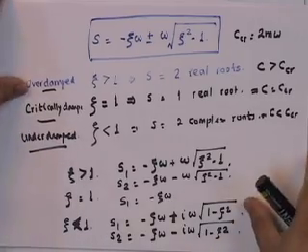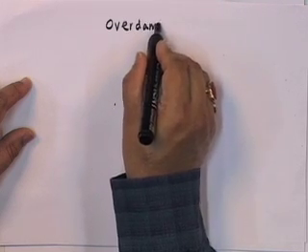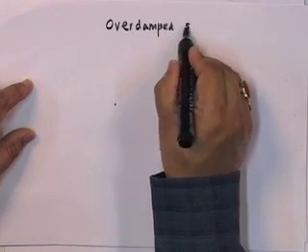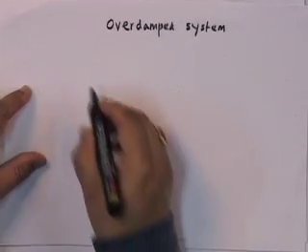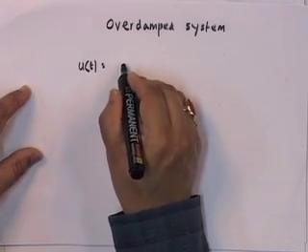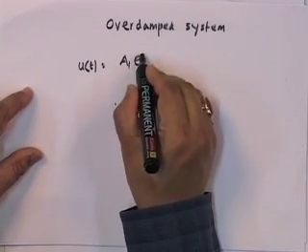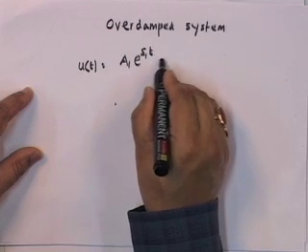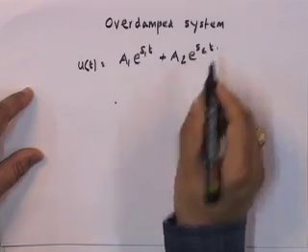Okay. So, let us look at the overdamped system. What is the solution? The solution is u of t is equal to a1 e to the power of s1 t plus a2 e to the power of s2 t.